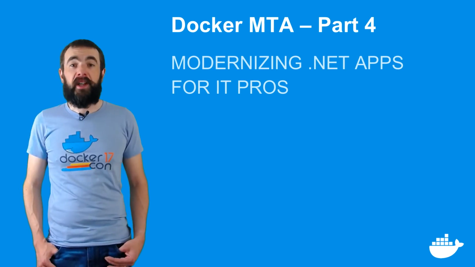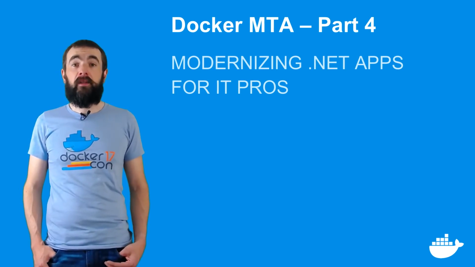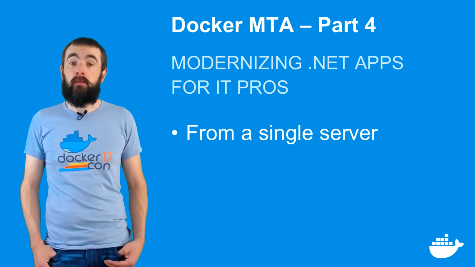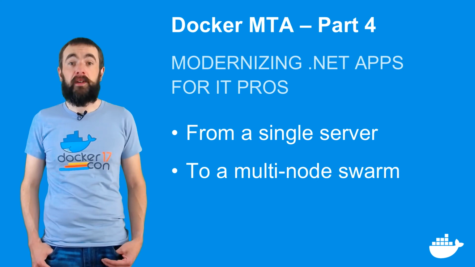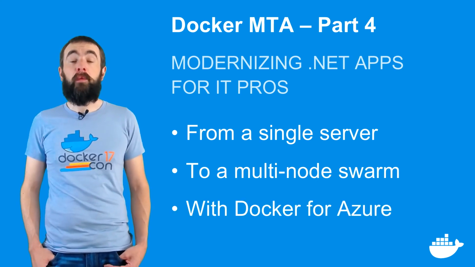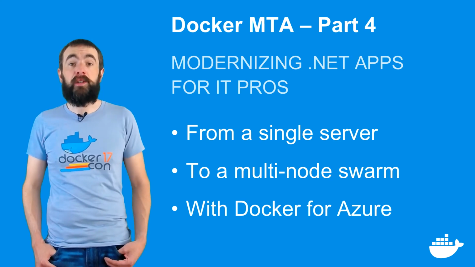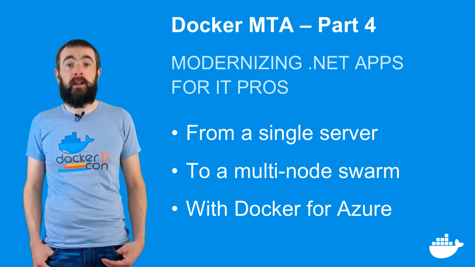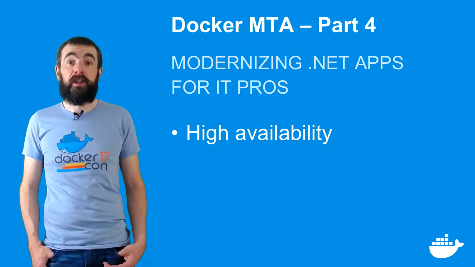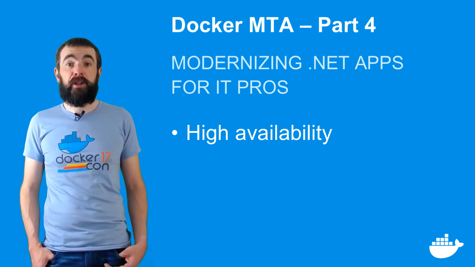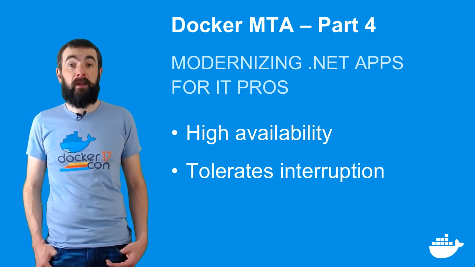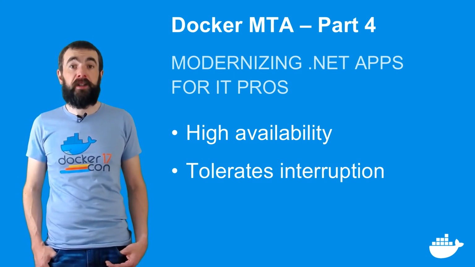At the start of this video, my app was running in a single server in the cloud, which is fine for a basic test environment. But now my app is running across multiple servers in a Docker swarm, which I created with Docker for Azure, and which I can manage and extend using ordinary Azure resources. I've deployed my app as a set of highly available services in the swarm, so if there is any interruption to my VMs, the app will keep running correctly. High availability works for application updates too.